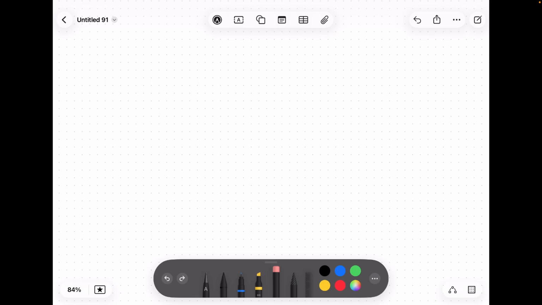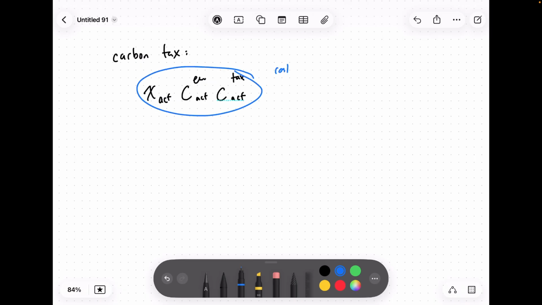Yes, importantly, if we think about the carbon tax, we had some activity X, and you can represent the cost by the emissions of that activity times the tax. So this would be the cost associated with the tax.